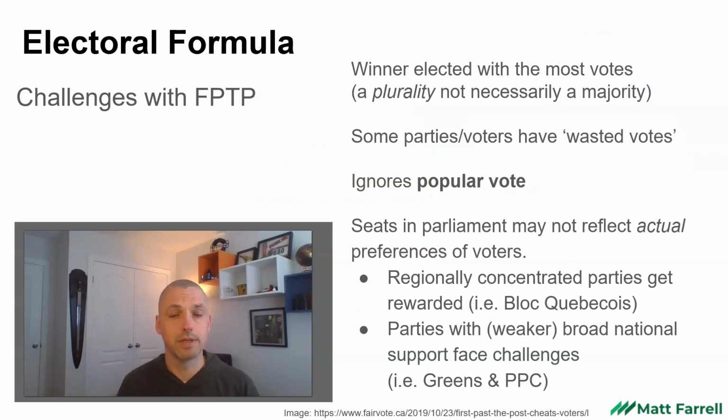So just to recap the electoral formula, there are some challenges with our first past the post system. The winner only gets a plurality, not a majority. And that could happen at the national level too, because the seats in Parliament might not reflect the will of the voters. The system ignores the popular vote. And then you get the regionally concentrated parties that do very well, while the broad national parties that might have only a little bit of support across the country are not going to fare very well. At the end of the day, voters in some parts of the country are going to feel like their votes are wasted. And so these are some of the criticisms of Canada's first past the post system.